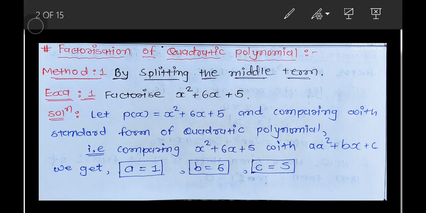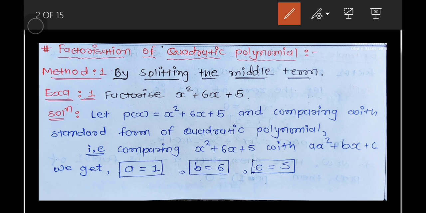So here, for factorization of quadratic polynomial, there is method 1, that is factorize quadratic polynomial by splitting the middle term. Now let me understand factorization of quadratic polynomial with the example that is given here. Example number 1: factorize x square plus 6x plus 5.